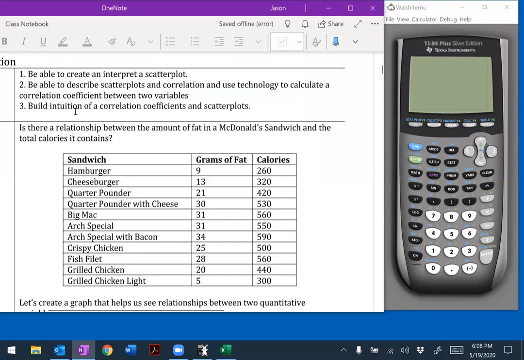So we're going to talk about correlation tonight. First thing we're going to want to do is be able to create and interpret a scatter plot, and be able to describe scatter plots and correlation. We're going to define what a correlation coefficient is, and use technology to calculate the correlation coefficient between two variables. And build intuition of correlation coefficients and scatter plots.